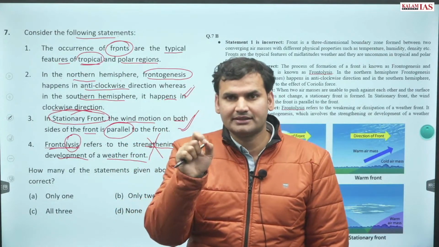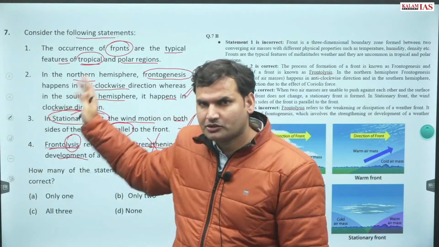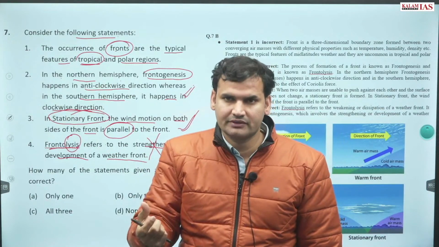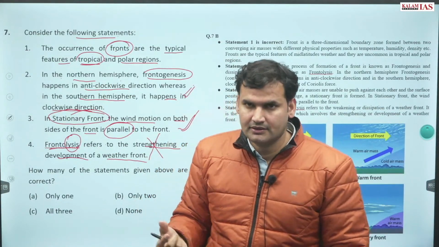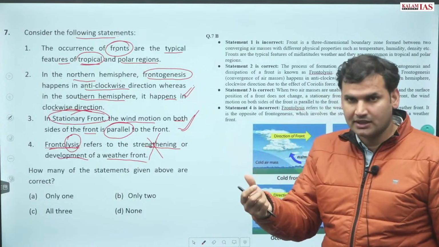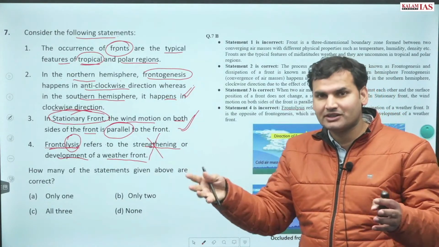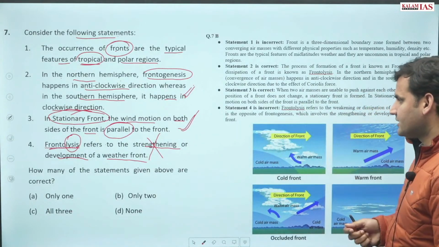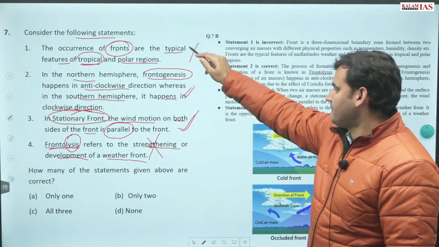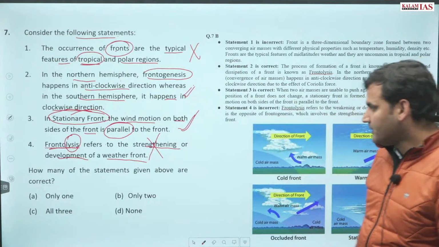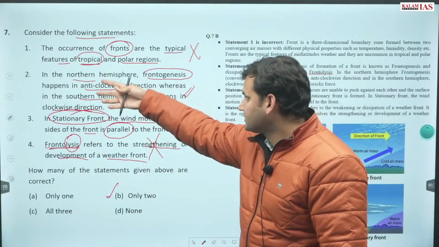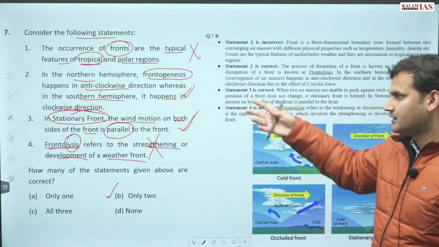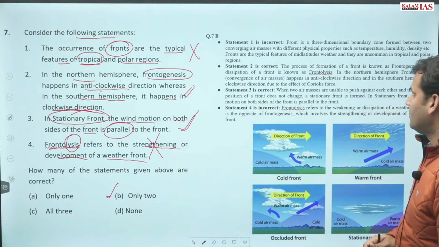क्योंकि फ्रंट का बेसिक डेफिनेशन अगर क्लियर होगा तो क्वेश्चन आराम से सॉल्व हो जाएगा. व्हाट इज द बेसिक डेफिनेशन? व्हाट डू यू मीन बाय फ्रंट? टू कॉन्ट्रास्टिंग एयर मासेस, दे शुड कन्वर्ज और डाइवर्ज. इस पे भी क्वेश्चन आपसे पूछा जा सकता है. स्टेटमेंट 1 इज रॉन्ग. द करेक्ट आंसर वुड बी ओनली 2. Second, third are correct. Rest first and fourth are wrong.